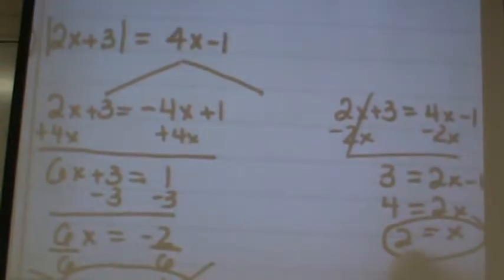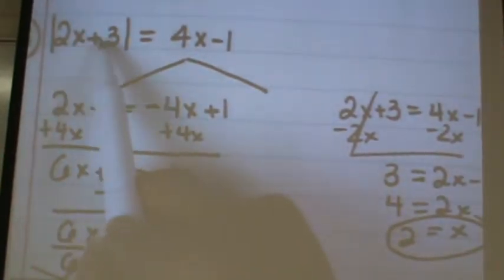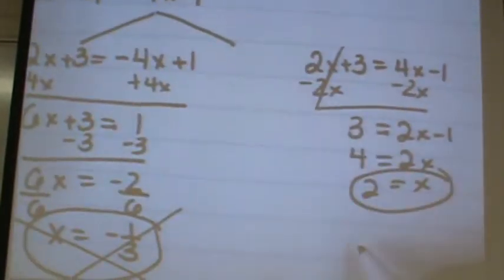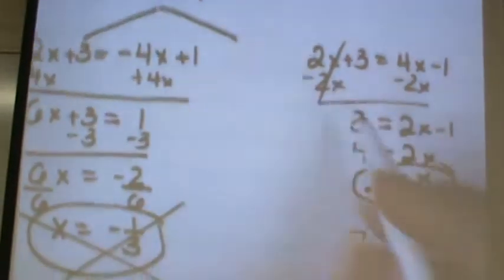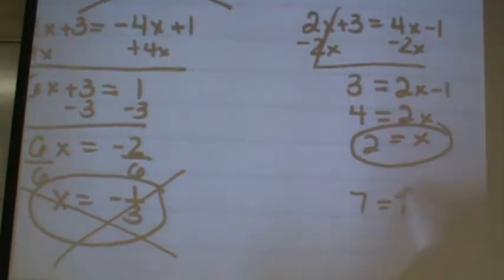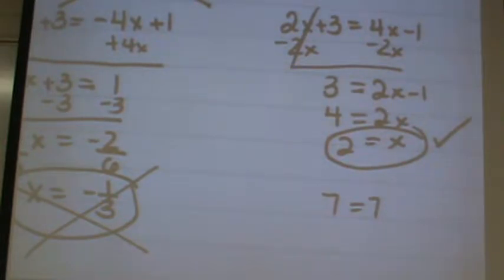Let's try 2. Let's make sure 2 works. 2 times 2 is 4. 4 plus 3 is 7. The absolute value of 7 is 7. And then when you plug 2 in here, 4 times 2 is 8. 8 minus 1 is 7. Does 7 equal 7? Yes, it does. That answer works. We're going to skip 15 and we're going to do number 17.